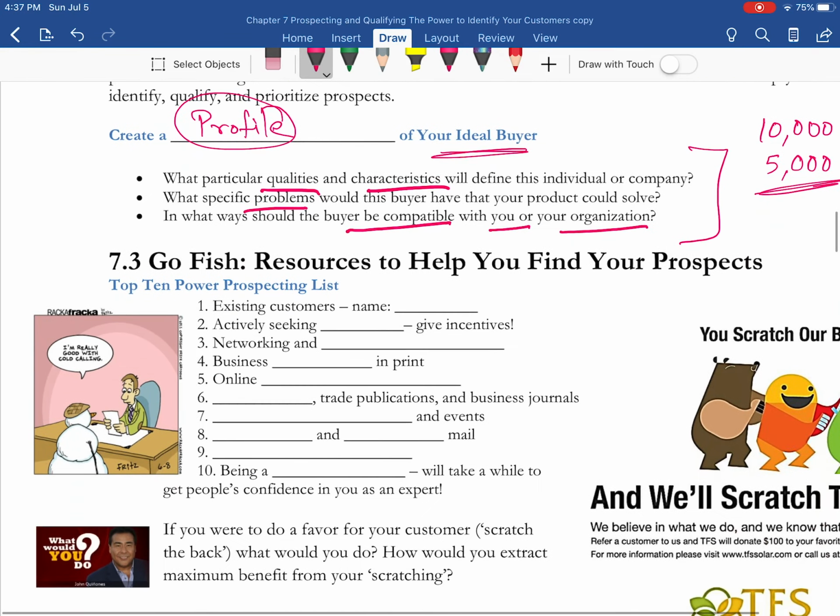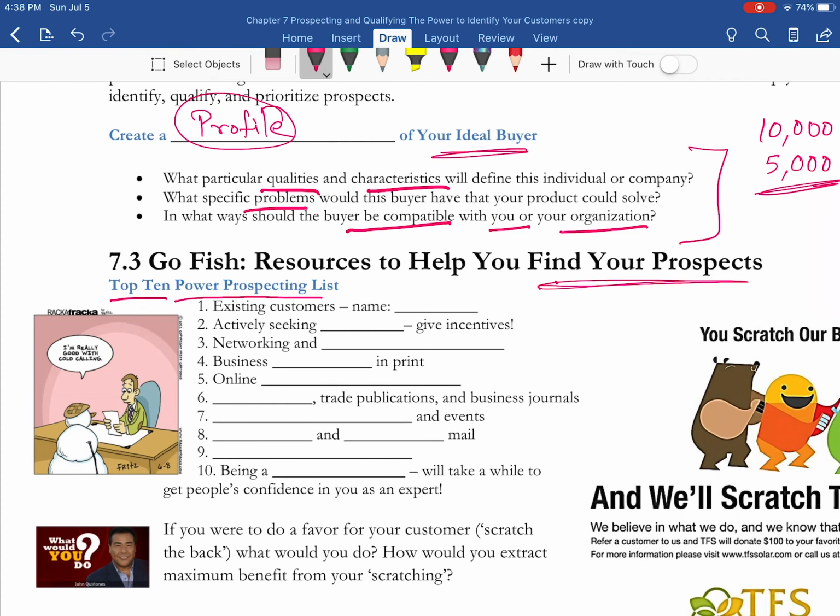Now, that is where the book says, if you go to section 7.3, they say Go Fish, resources to help you find your prospects. This is a much simpler way of finding prospects rather than going through the entire list of thousands of people out there. And it says there are top 10 ways of finding your prospect list.